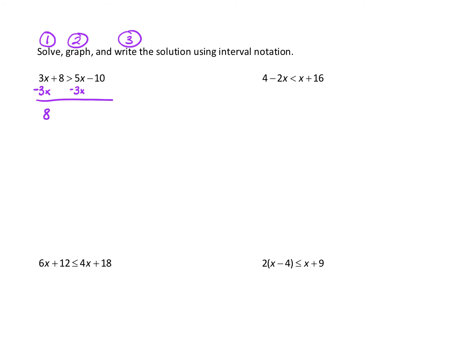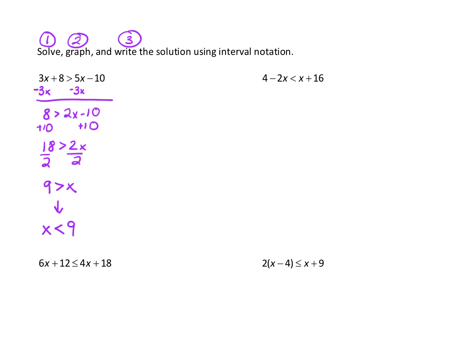So I'm going to have 8 is greater than 2x minus 10. I'm going to add the 10. I'm going to get 18 is greater than 2x. I'm going to divide by 2. And I'm going to get 9 is greater than x. Now, I really want to write that with the x on the left, so it's going to have to totally flip and become x is less than 9.